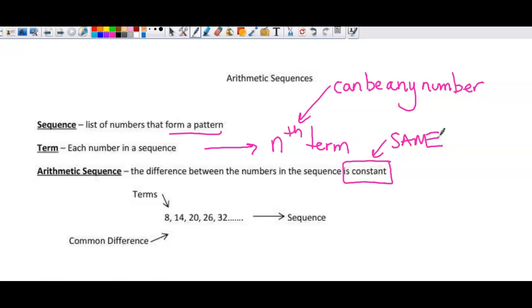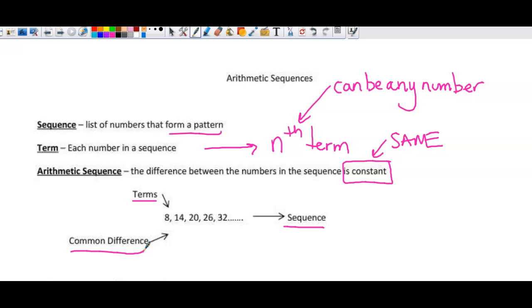So, here's a sequence for you. The sequence, it said, was a list of numbers that form a pattern. Each of the numbers in the sequence is called a term. The 8 is called the first term, the 14 is called the second term, the 20 is called the third term, and so on. You want to look for the common difference.